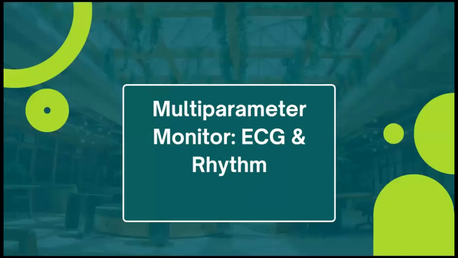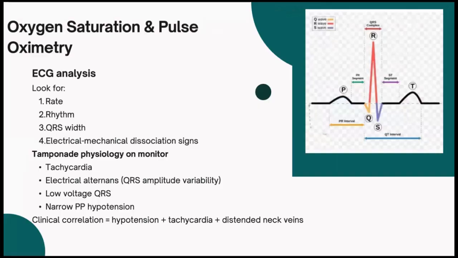Let's look at the multiparameter monitor. So we always connect the patient to the multiparameter. As anesthetists and intensive care doctors, we always look at the ECG. So again, simple things: look at the rate, rhythm, and look for any irregularities, QRS width. The basic ECG needs to be learned and recapped all the time.